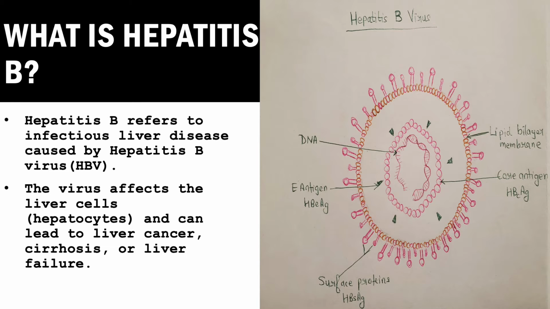Now we're going to be talking about what is hepatitis B. Hepatitis B is a serious infectious liver disease which is caused by hepatitis B virus, which is also known as HBV. The virus affects the liver cells, also known as hepatocytes, and can lead to further complications like liver cancer, cirrhosis, or liver failure.